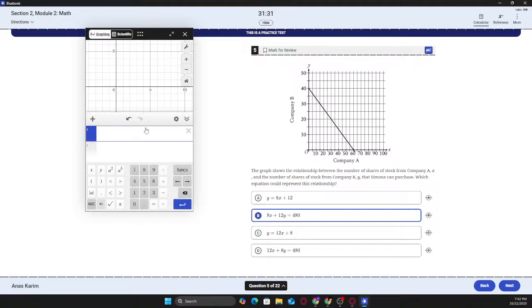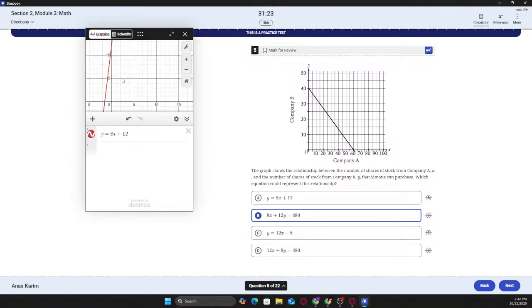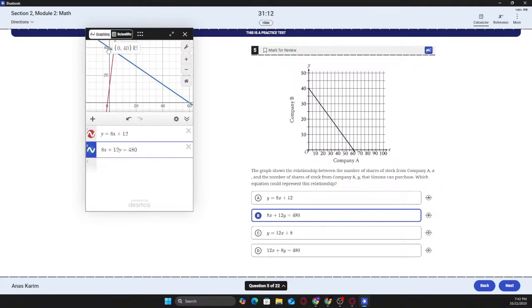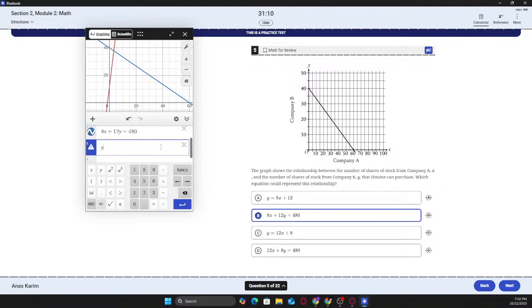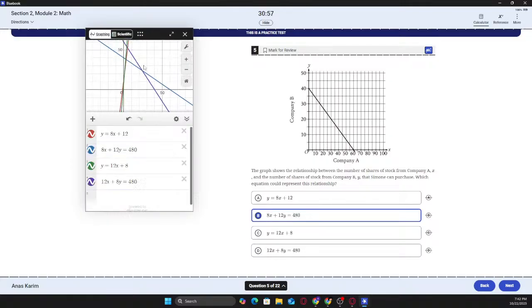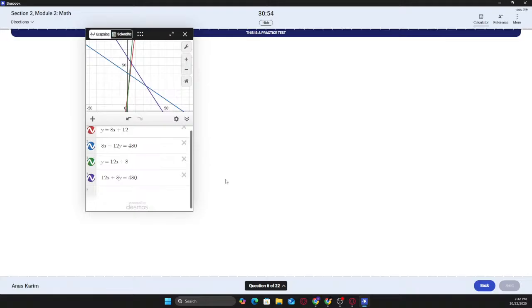Okay, so each case, we can graph it out, so like, which one looks similar to it. So 1ax plus 12. This goes increase. We don't want increase, we want decrease. So 8x plus 12y equals 480. It's very similar. Where does it intersect? 40. So that's an answer that we can consider. 12x plus 8, that also increases, so that might not be an answer. 12x plus 8y equals 40. 40 is decreasing, but it has 60, so we know that the answer is that.